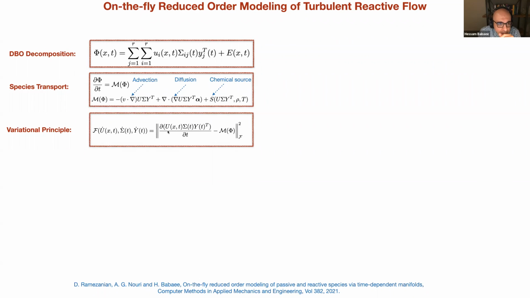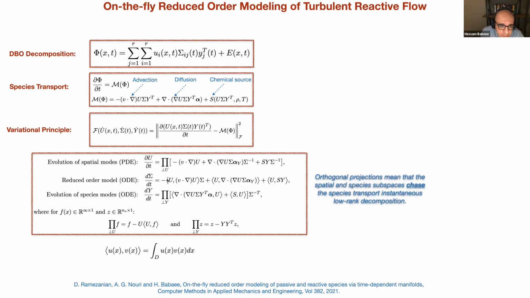And once you write down the first order optimality condition with respect to U dot, sigma dot, and Y dot, you get closed form evolution equations for all these three components. Let me also say that the way this is formulated, this is looking for the best update in your subspace, U and Y, and their coefficient, such that this is minimized. And if you solve this problem, you don't need to do iteration, you just need to solve PDEs and ODEs. So these are the optimality conditions of this variational principle.